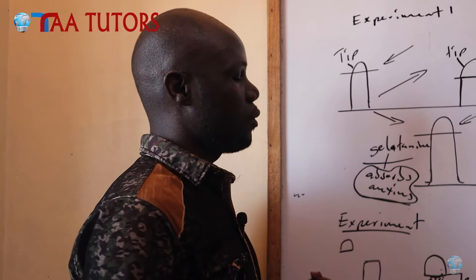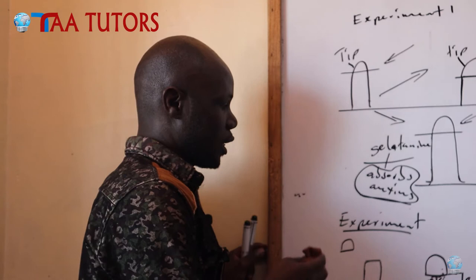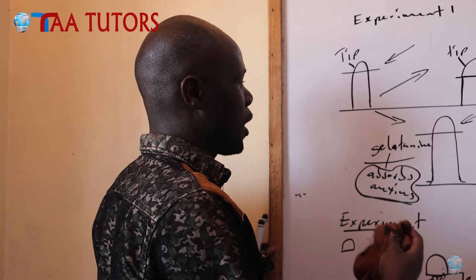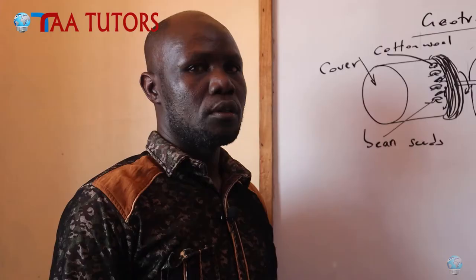So that is the thing that I wanted you to notice today about tropism. The next thing that we can illustrate with this diagram is how the growth response occurs in the roots of the plant. So that is what you're going to see next time, and we'll be seeing how the growth occurs in the root. Thank you.